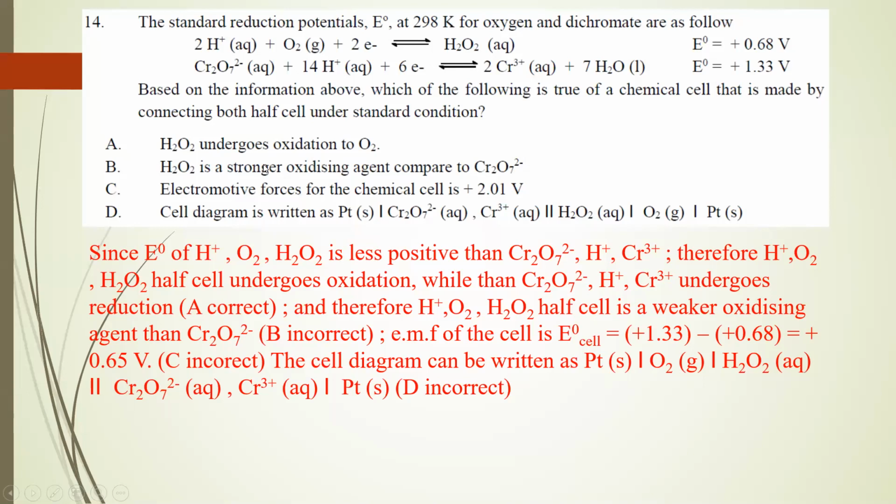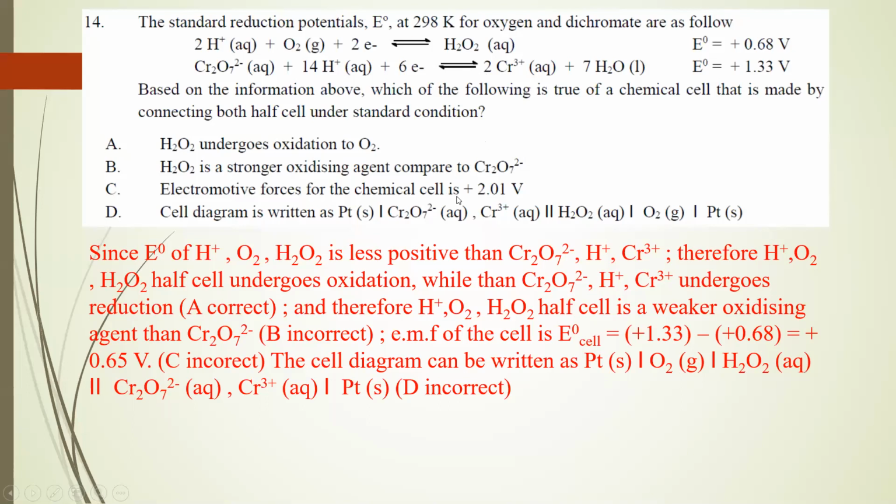B, H2O2 is a stronger oxidizing agent compared to Cr2O7 2 minus, which is wrong because H2O2 is on the right side, so you cannot compare in terms of oxidizing agent. So B is wrong. C, electromotive force of the cell is positive 0.21. So no, you have to reverse the first equation. So you get positive 1.33 minus positive 0.68, so you get positive 0.65. So C is wrong.